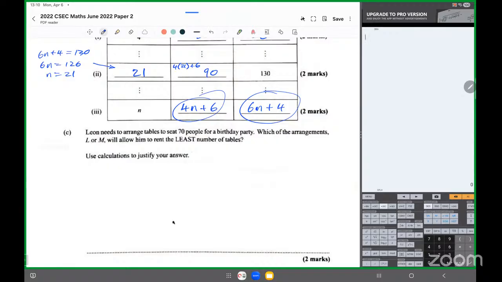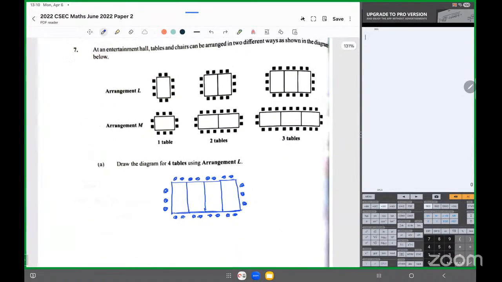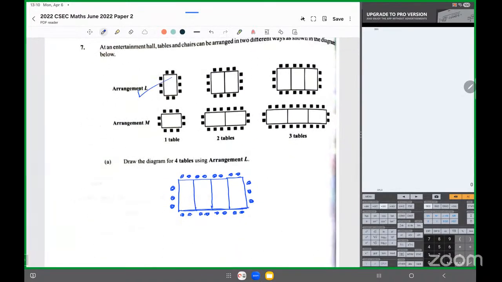Now, common sense tells you that it is supposed to be arrangement M, because you're wasting less space, right? That arrangement allows you to use more chairs, right?